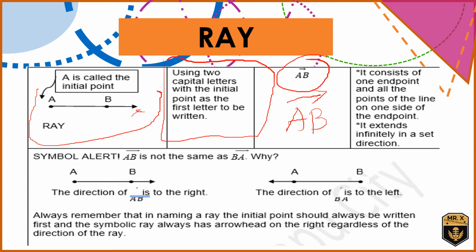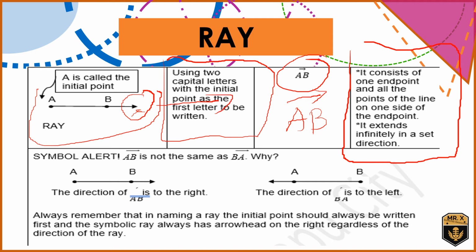Okay, definition sa ray. It consists of one endpoint and all the points of the line on one side of the endpoint. It extends infinitely in a set direction. Okay? So you can see ang meaning sa arrowhead kay extend unto infinity, walay katapusan. I want you to be warned by this, no? Kay kasagaran dapat di mabali ang paghimo sa symbol sa ray.